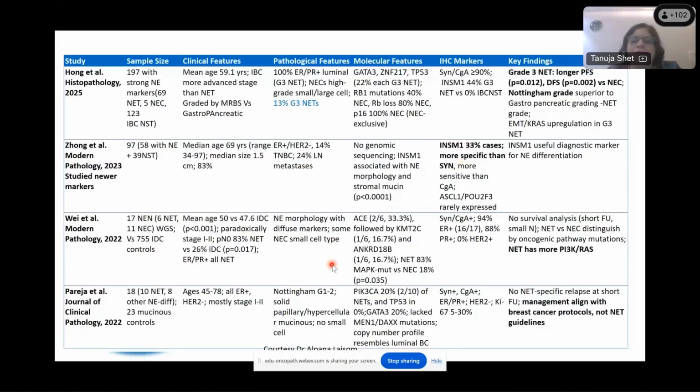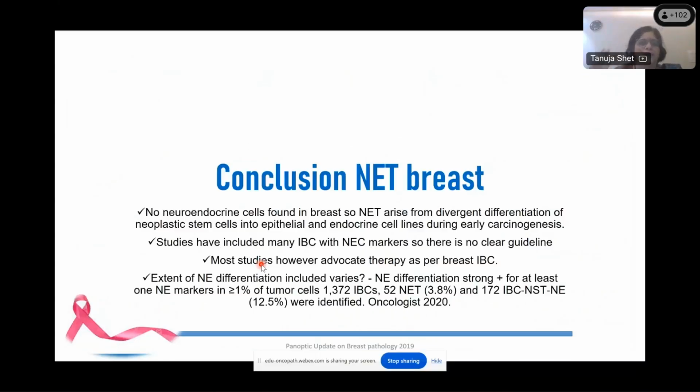Another paper said that, okay, NETs have slightly different mutations than IBC NST, but if you see the mutations, they're exactly like solid papillary carcinoma. So I am still confused as to whether I will call them NETs. I very rarely call anything NET unless somebody pushes me to the wall. And I have a strong concept that neuroendocrine hyperplasias of the breast occur. So to me, all these papers are actually misleading. And this is my philosophy. Take it with a bucket full of salt.